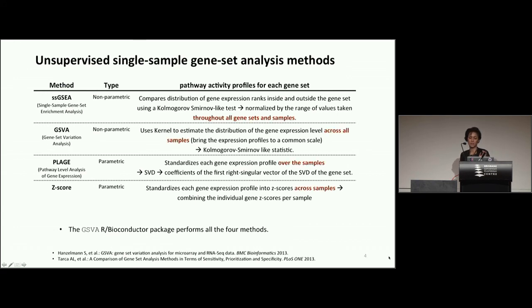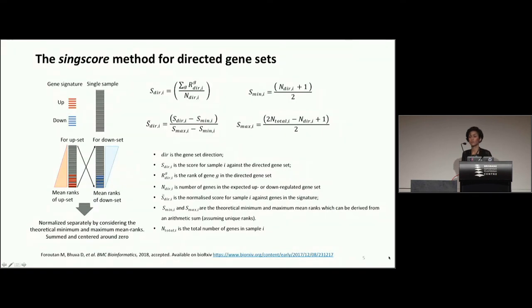What's important here is that when we have a closer look at all of these methods, they all take information from all the samples in the dataset in order to be able to give you the score for each individual sample. So it means that if we change the composition of the samples in the dataset, a score related to an individual sample may actually change. So that was a motivation for us to come up with the singscore method, which is truly single sample and doesn't take information from any other sample in the dataset in order to calculate single sample scores.